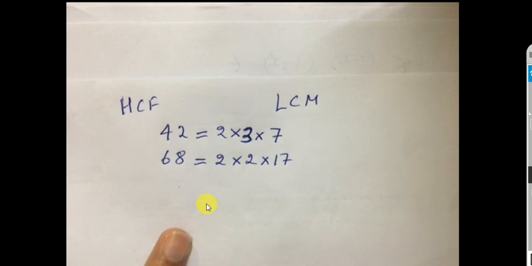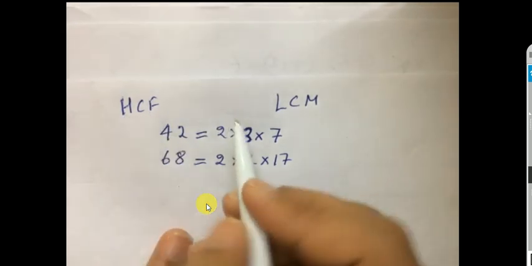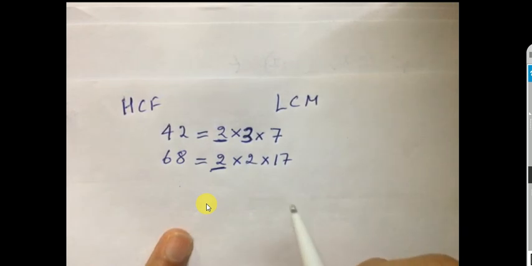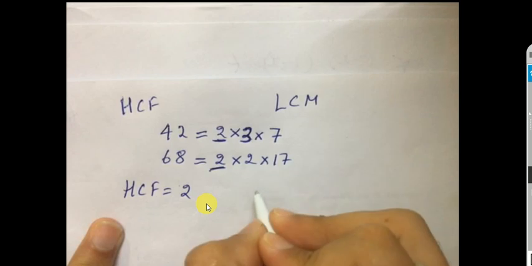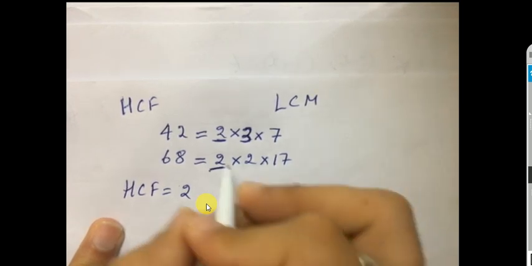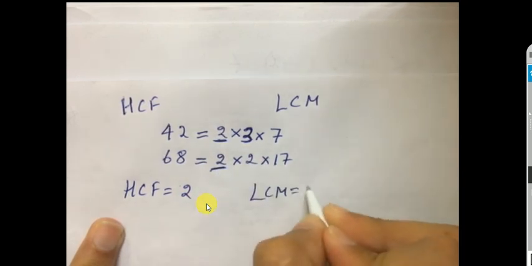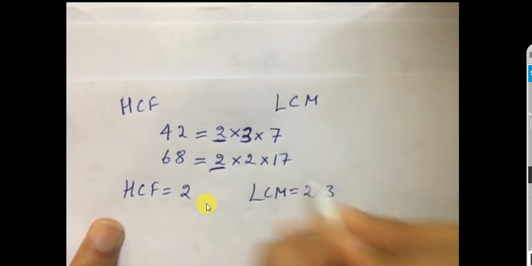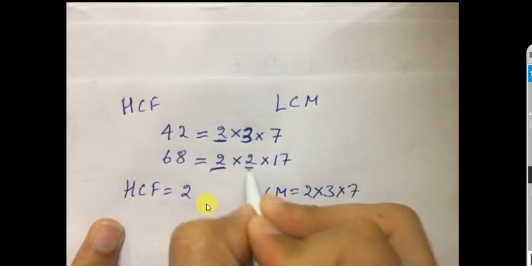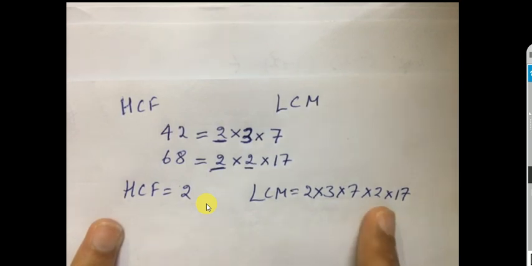Now if we talk about HCF, then we have to find the highest common factor, and the only common factor between them is 2. HCF will be 2. And LCM, if we want to find, then LCM will be the least common multiple. First is 2, which is common, which we write just once. Other factor is 3, which is not common but it is there. Then 7. Then again this 2, which is left, and then 17. The product of all these numbers will be its LCM.